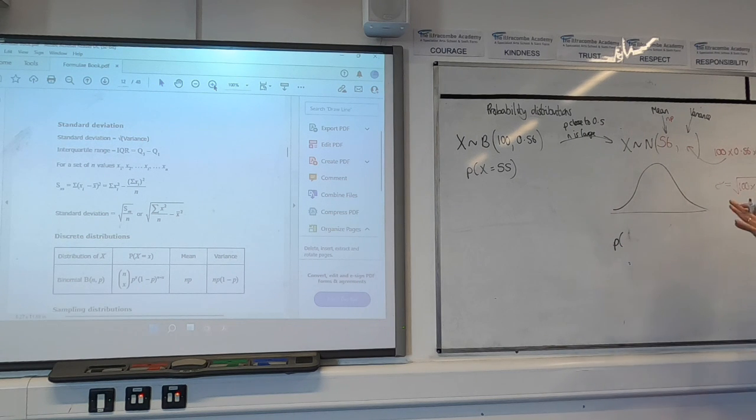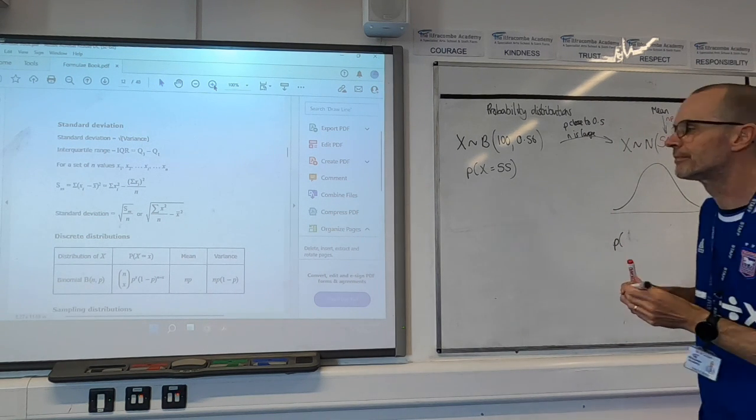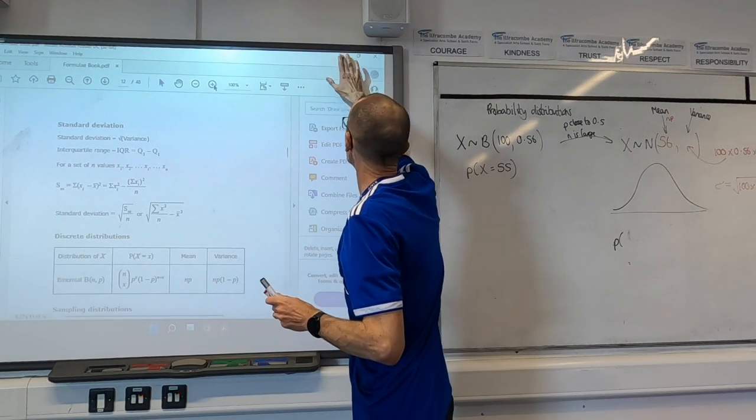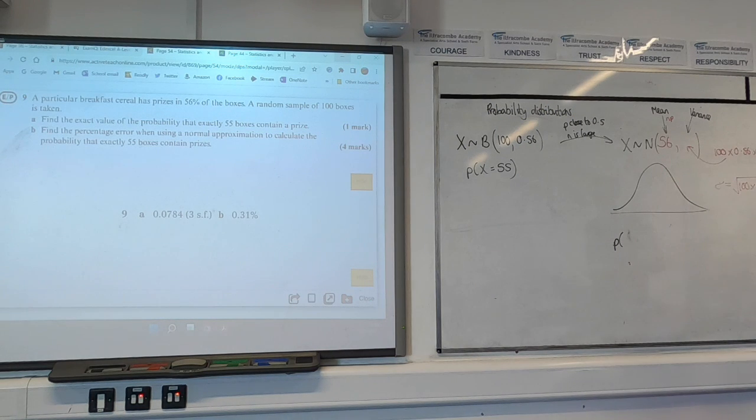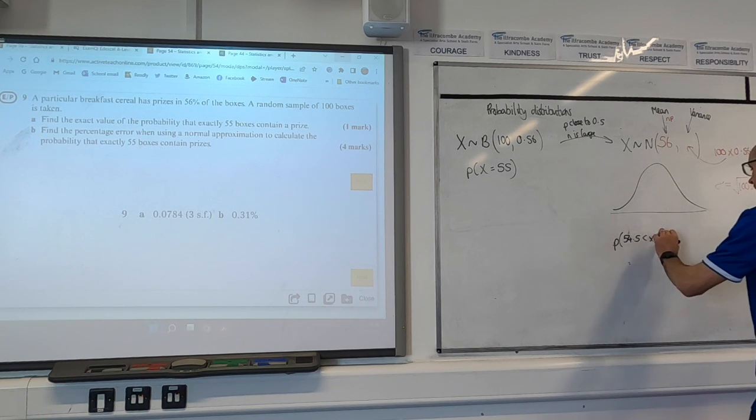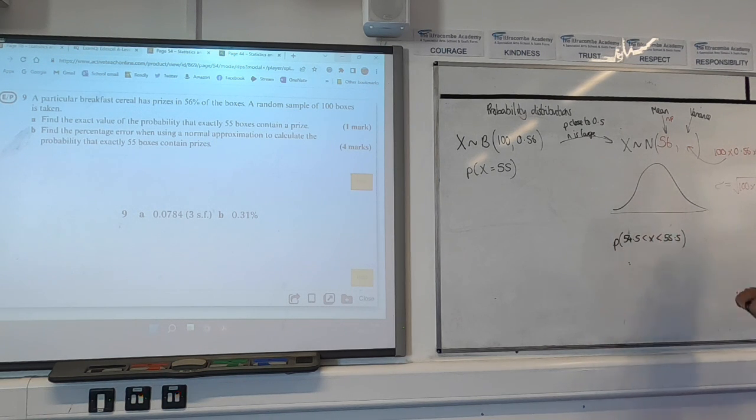And do you remember the final tweak that we need to make? Because 55 is from a discrete distribution, and we're trying to squeeze it into a continuous distribution, we have to use the values that would round to 55, the error interval of 55. So when we come to use our normal distribution on a calculator, we actually need to do 54.5 to 55.5. The range of values that are rounded to 55.